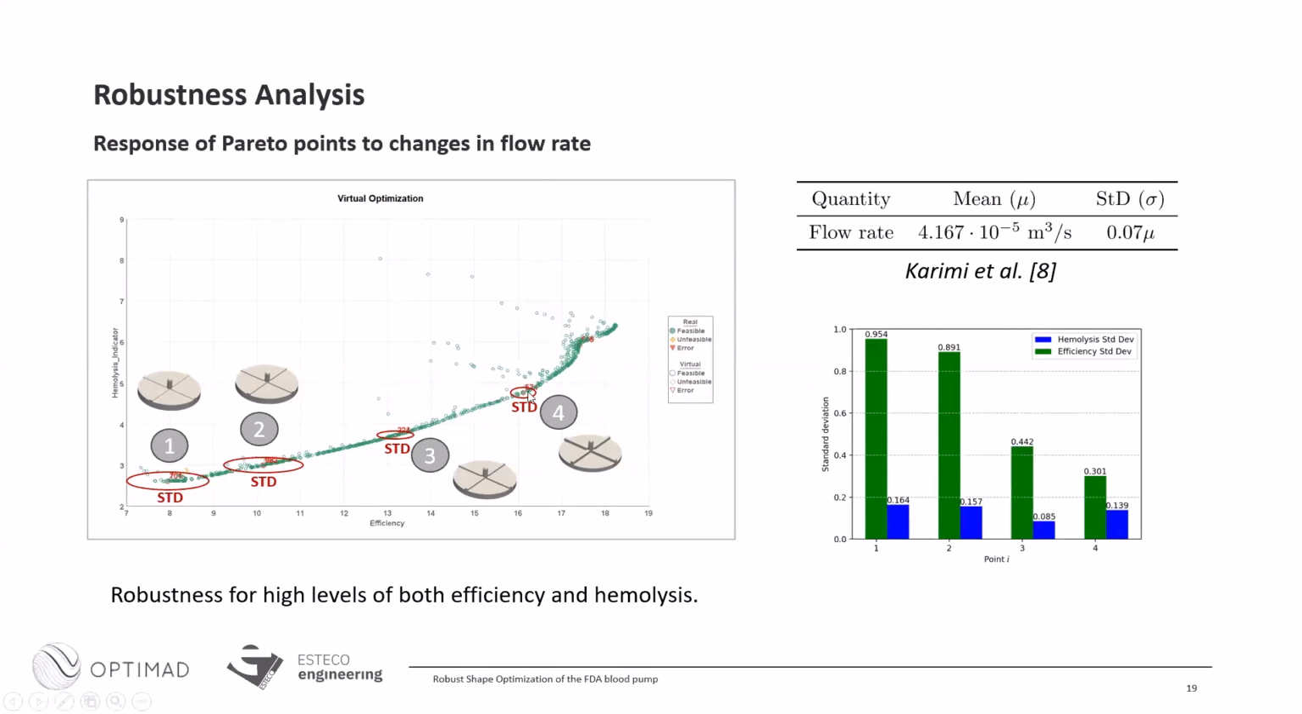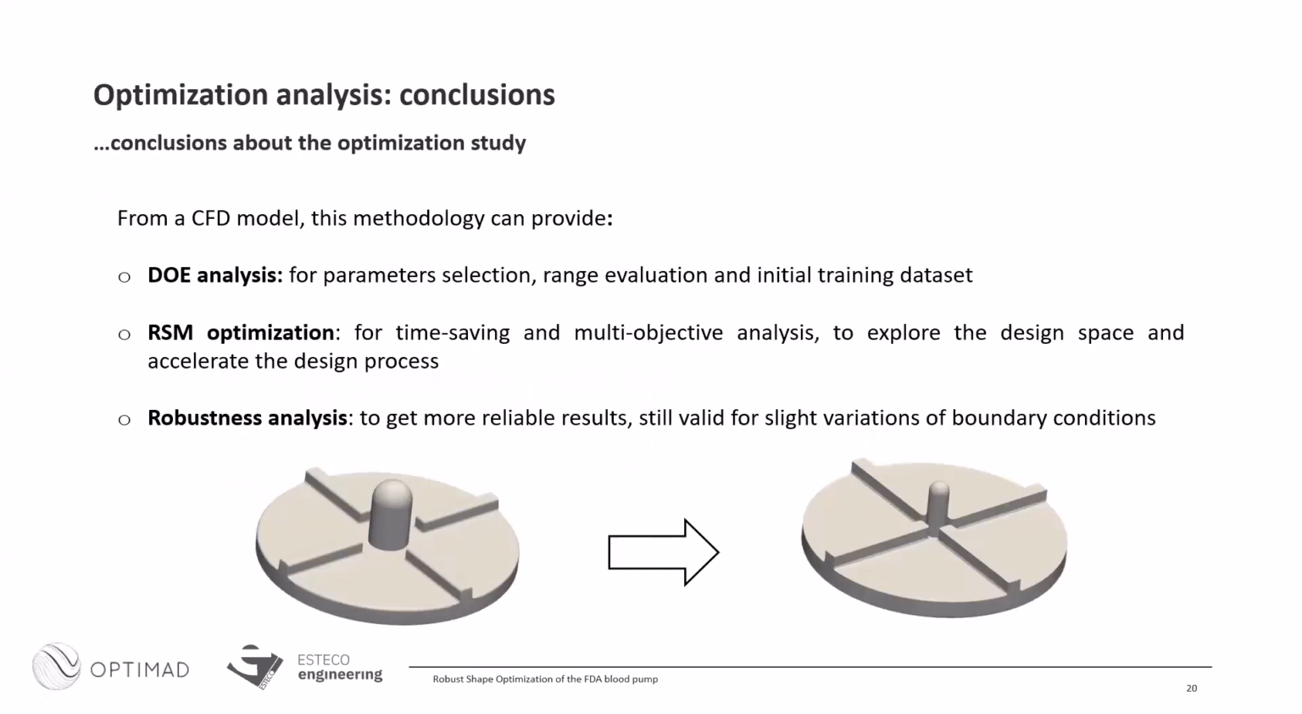So here, and this is again important information for a designer, because he can choose the best configuration depending on what he has. So, second conclusion: starting from a CFD model, I showed you this methodology that offers the possibility to perform, first of all, a DOE analysis to select the parameters, evaluate their range, and have an initial data set that can be used later to train RSMs. So later we can perform this multi-objective and time-saving analysis in order to accelerate the design process of the blood pump.